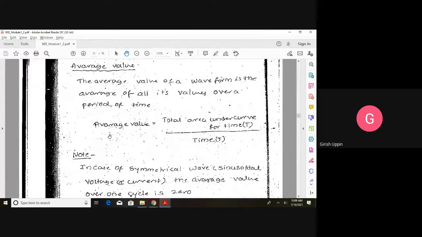Now, the most important question from this part of the syllabus is the derivation of the average value of the instantaneous voltage or current, and the derivation of the RMS value. First, what is the average value of a waveform? It is the average of all its values over a period of time. For example, when we ask what is your average marks, suppose you have 5 subjects, you will add the 5 subjects and divide by 5. That is your average value.